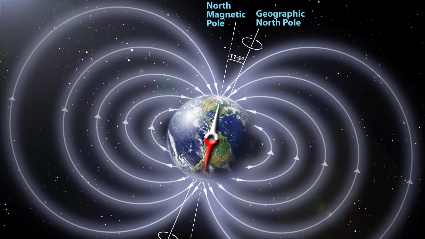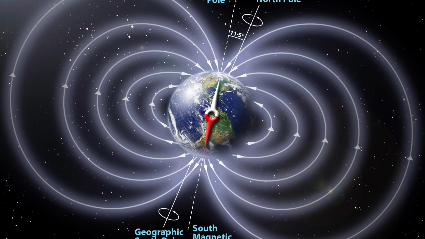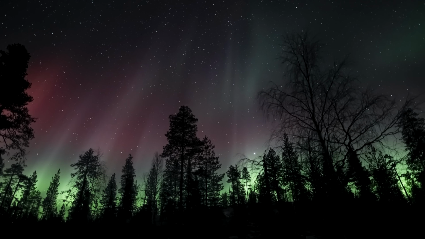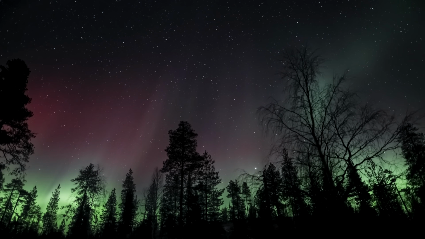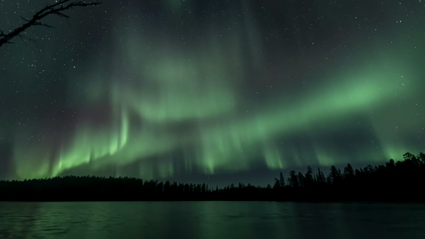Now, these charged particles get directed towards the Earth's magnetic poles. North and south. And they come in at some fair speed, so much so that when they collide with the oxygen and nitrogen atoms in our atmosphere, they excite them. Now, as the atoms start to go back to their natural state and relax, they emit this glow.